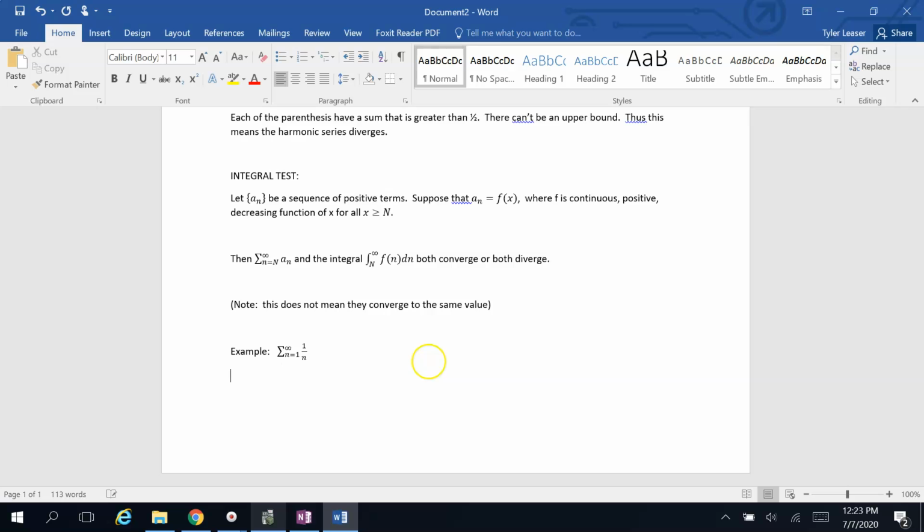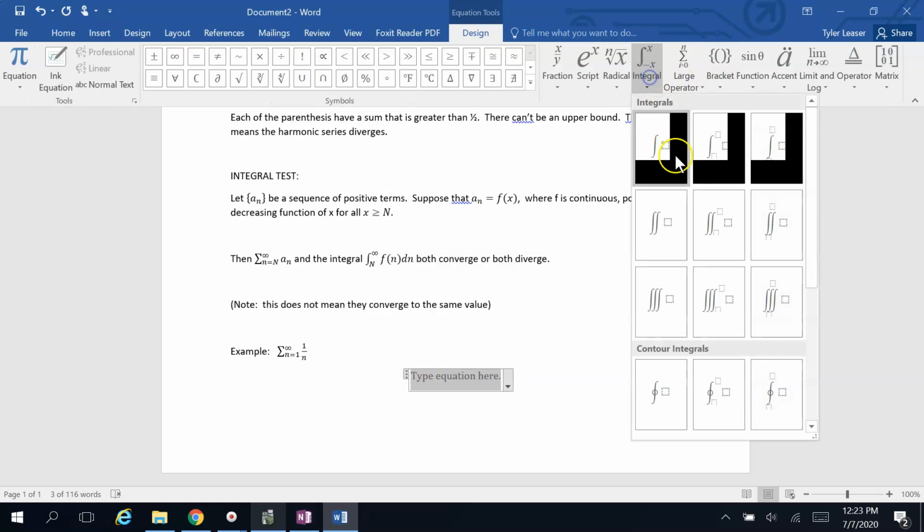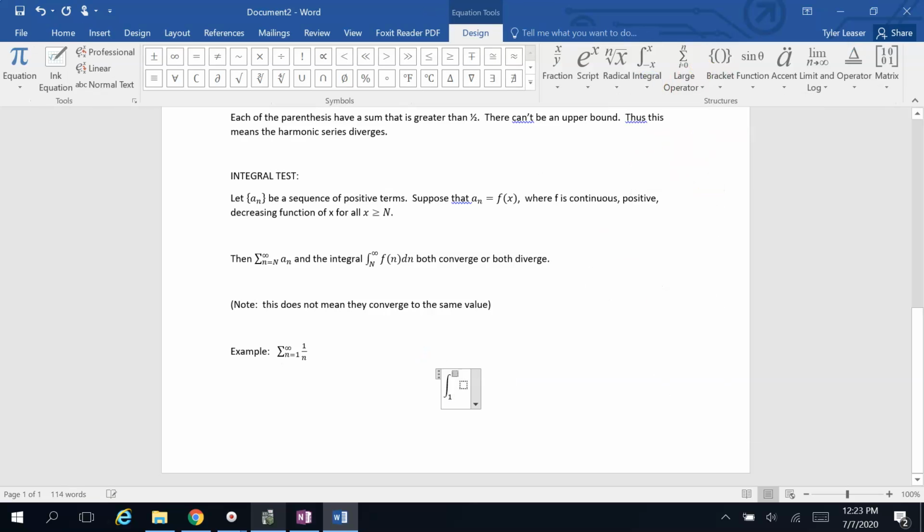So what we're going to do is integrate from 1 to infinity of my function, and I'll write it as 1 over x dx. Okay, not a hard integral to do. That has antiderivative natural log x, and then we're evaluating this from 1 to infinity.